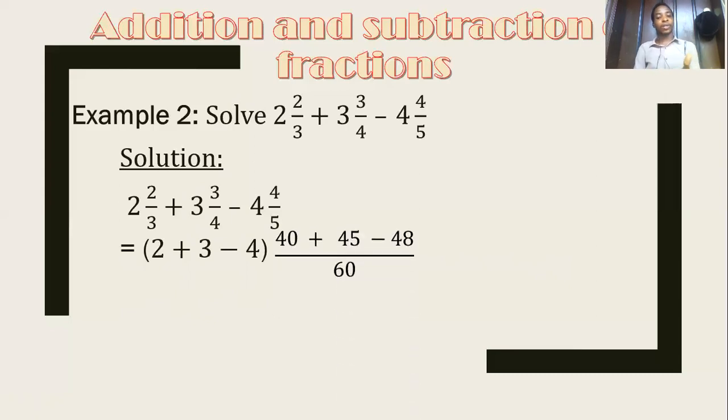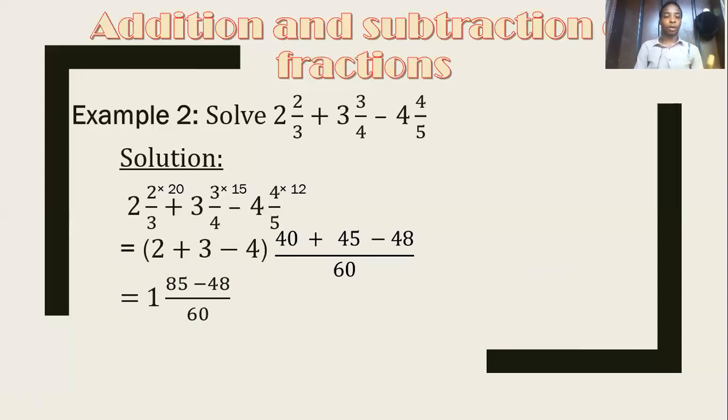Now, how do I get 40 and the rest of the numbers on top there? I'm dividing and multiplying. Remember, I'll do 60 divided by 3, that's 20. Go right up, times 20. 60 divided by 4 is 15, times 15 will go right up. 60 divided by 5 is 12, times 12 up. So multiplying back down, 2 times 20, 40, 3 times 15, 45, 4 times 12, 48.